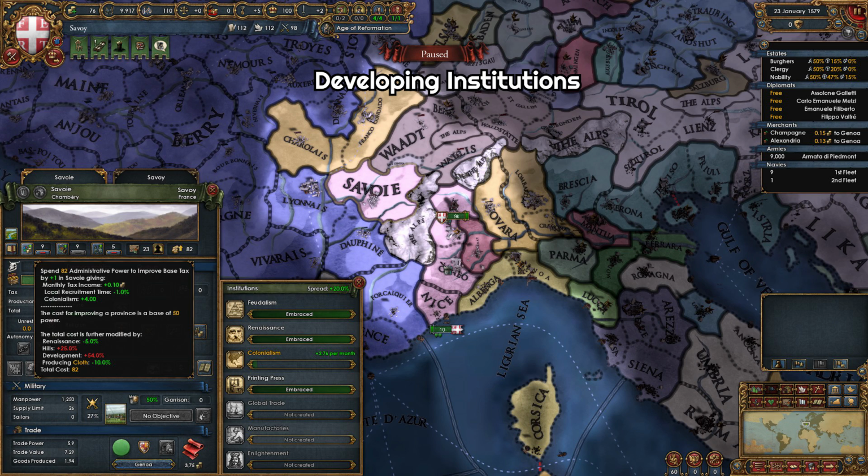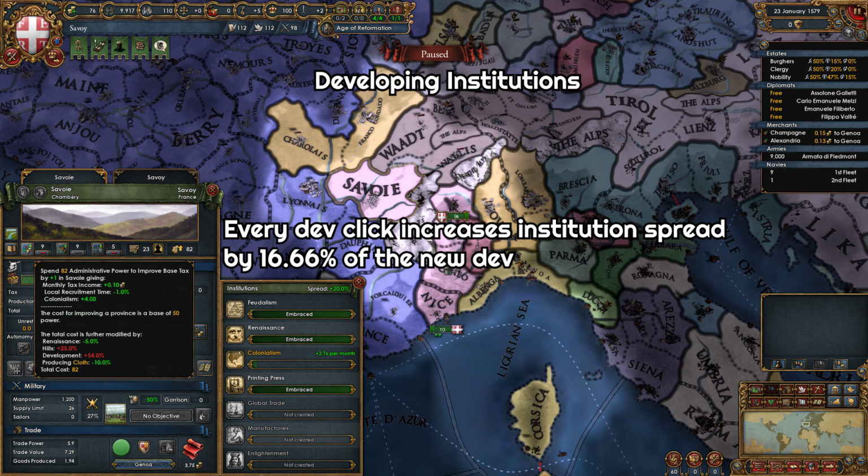It is that simple. The big question here is which province should you develop to get the best bang for your buck, because monarch points are the most valuable resource in game and you need to make sure they are optimally used always. Every time you dev up a province, the institution will go up by 16.66% of the new province development, which is capped at 10% or 60 dev. Those numbers don't really tell us much though.